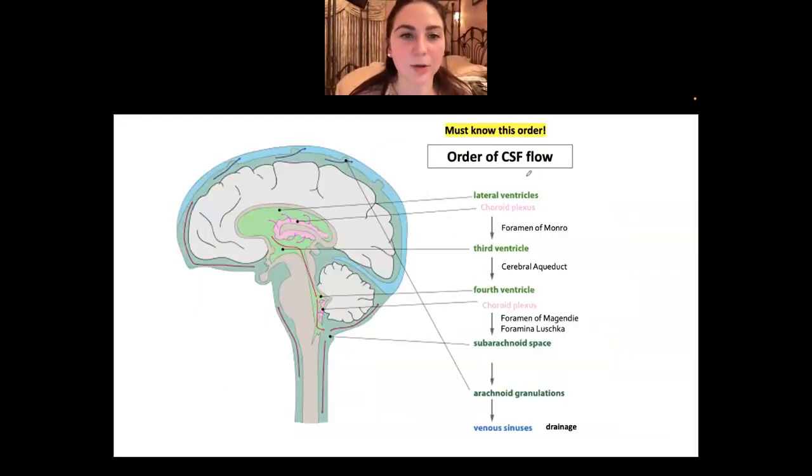Okay. So here's another must-know: the order of CSF flow. This is what they'll ask. And the reason they'll ask this is because of hydrocephalus. And I'll show you how they ask these questions. But for example, here are the lateral ventricles. So they're going to start there.